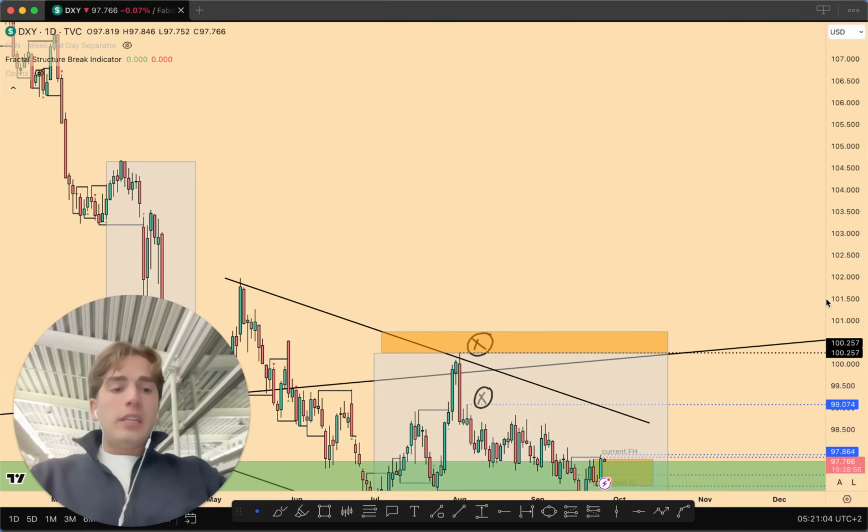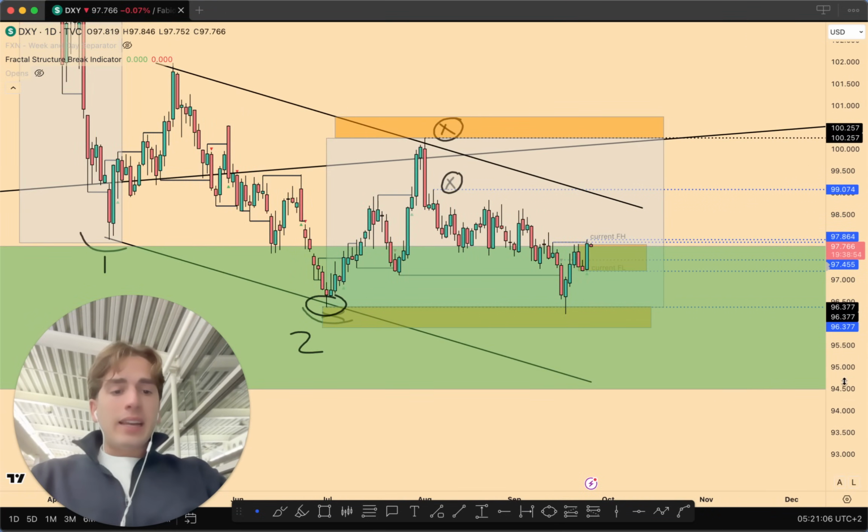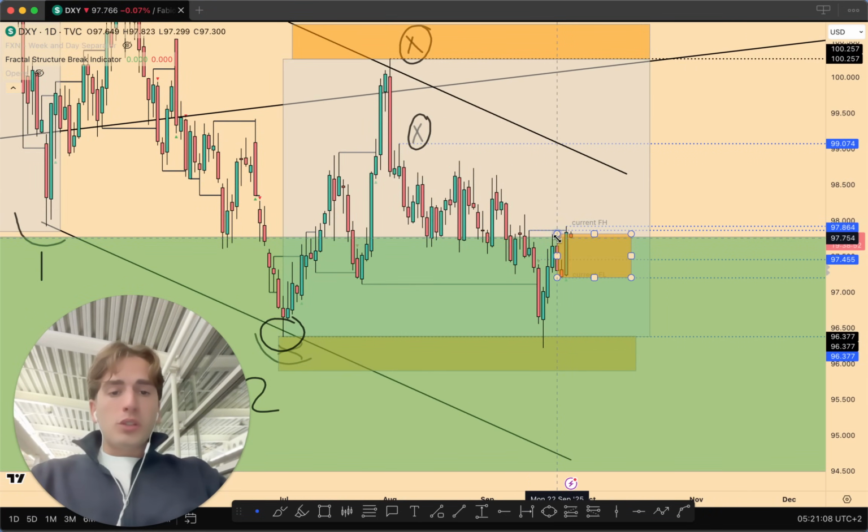So what I'm keeping an eye on now is, okay, the daily fractal structure shifted. We saw a candle close above this bearish wick high. This is now the sell before the buy up.